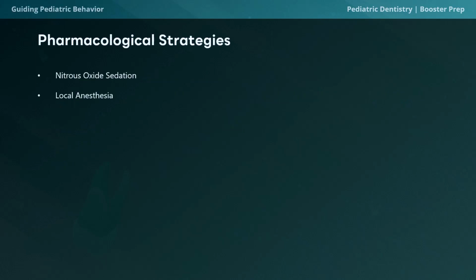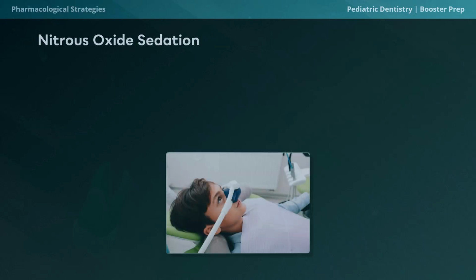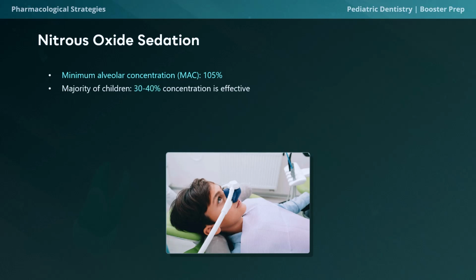So let's dive into some pharmacologic strategies that are used regularly in pediatric dentistry. This includes nitrous oxide sedation and local anesthesia. Nitrous oxide sedation is indicated in patients with mild behavior concerns or dental anxiety. The minimum alveolar concentration, or MAC, required to induce immobility in 50% of patients is 105% for nitrous oxide. In the majority of children, a concentration of 30 to 40% is effective.